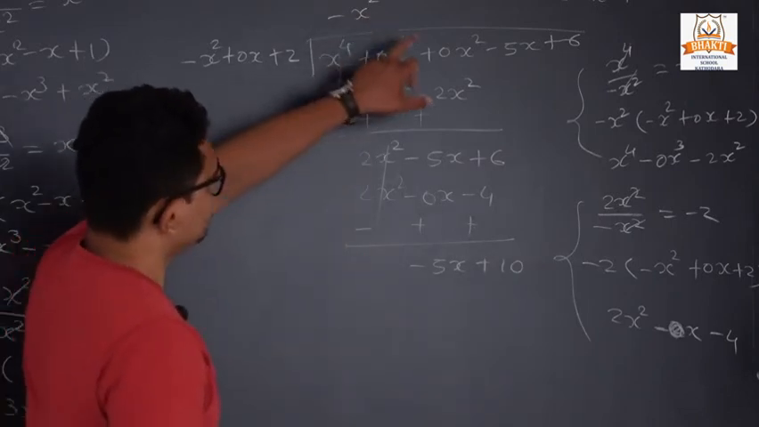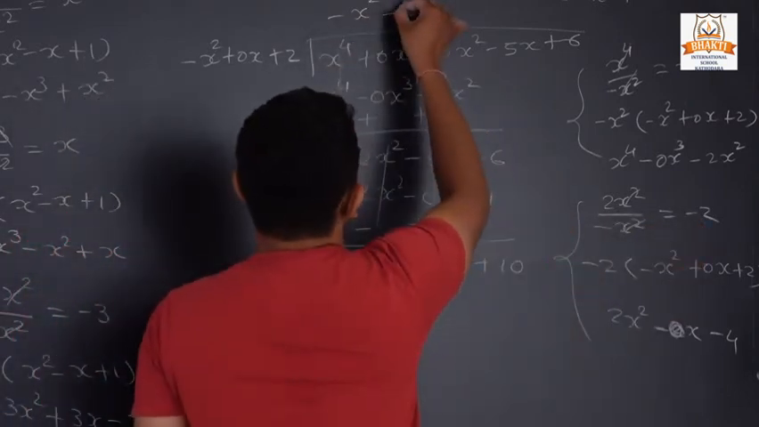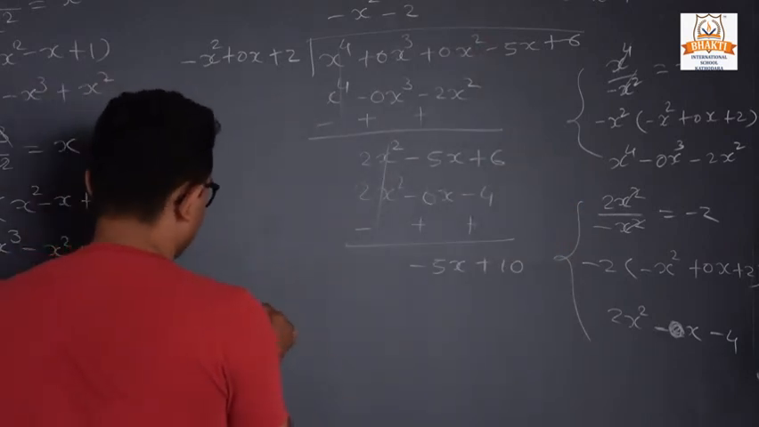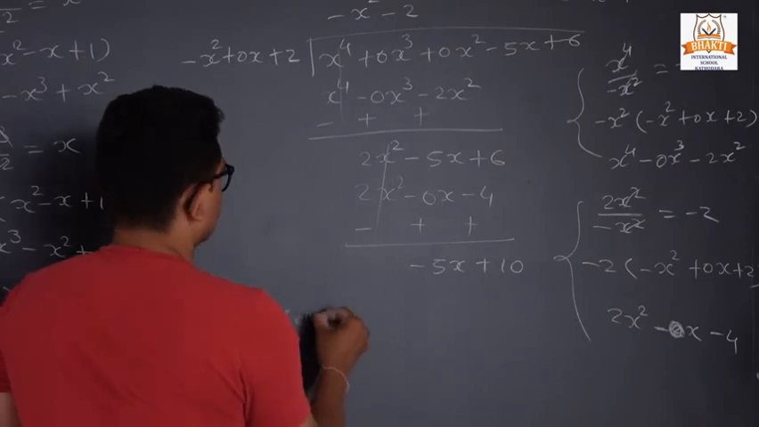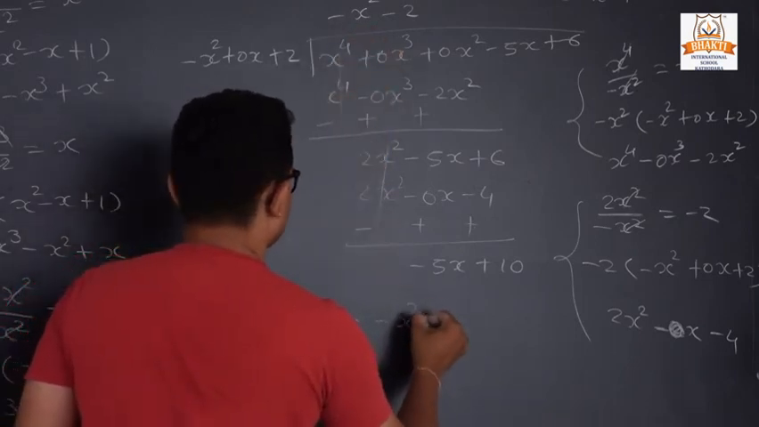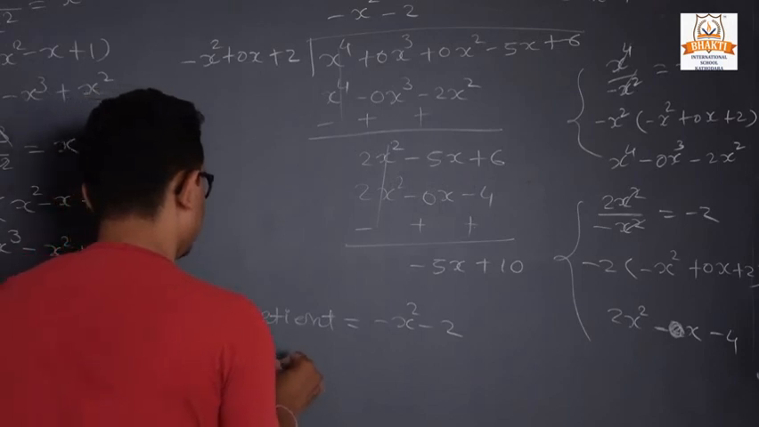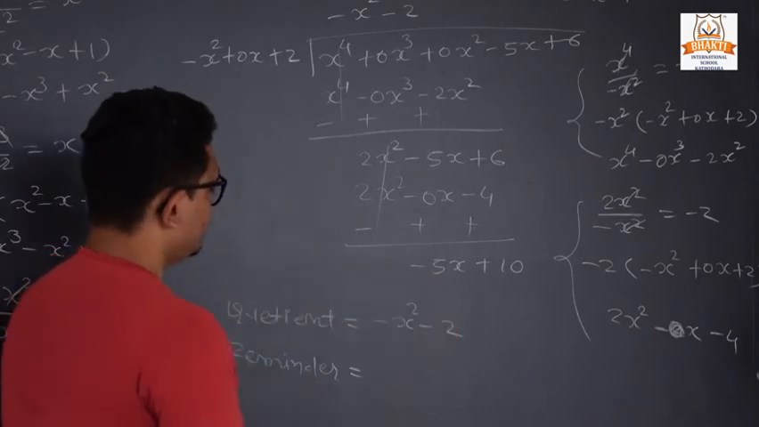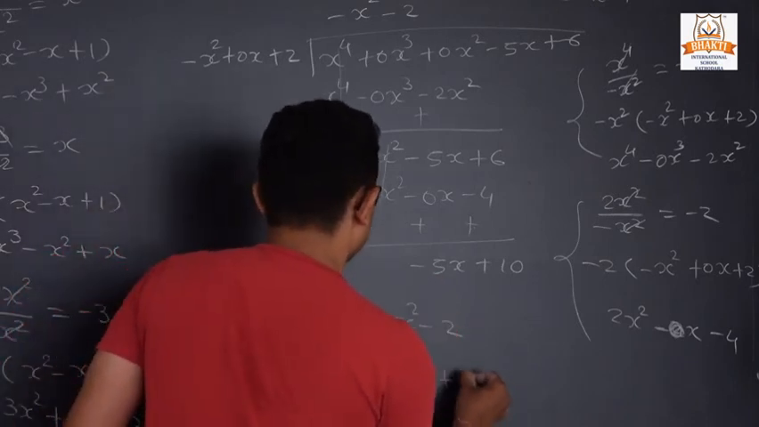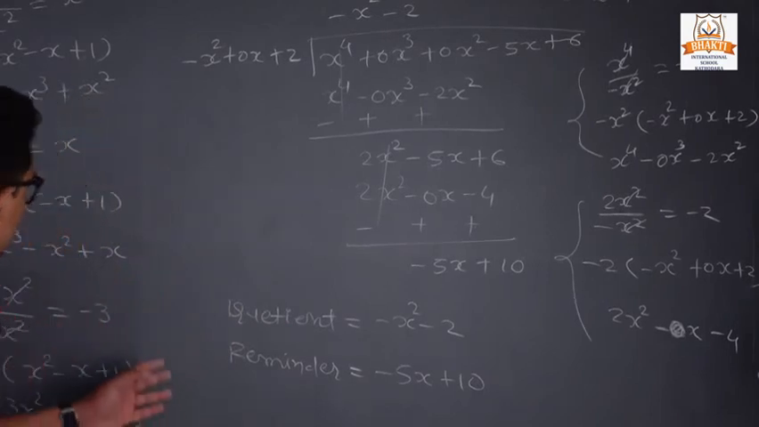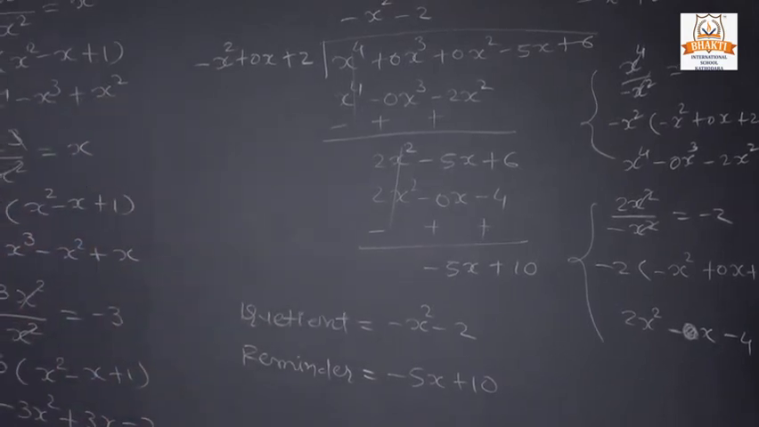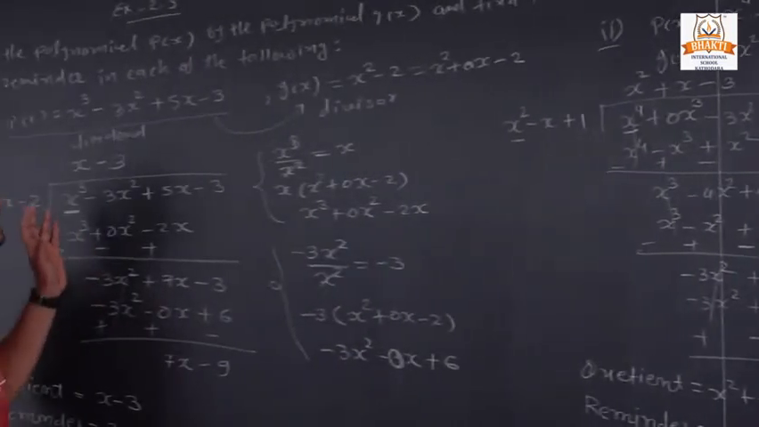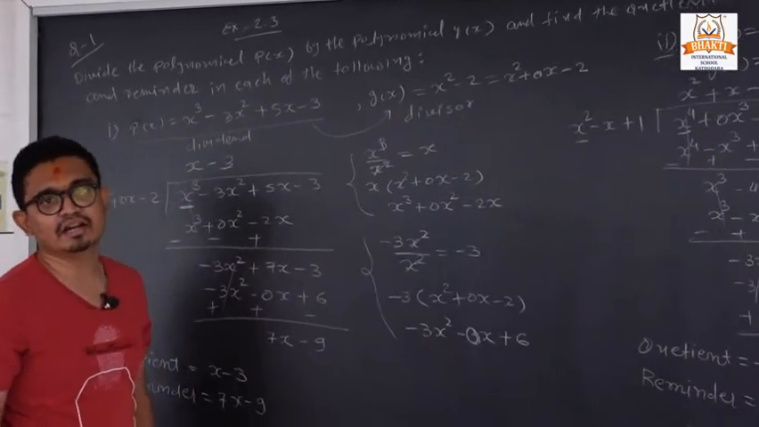So what is our quotient? First of all here we can write minus 2. Now quotient. So quotient is equal to minus x square minus 2. And what is our remainder? Remainder is equal to minus 5x plus 10. So in this all question you can see that what? First we can use the same method which we will use in our standard 9, polynomial division.